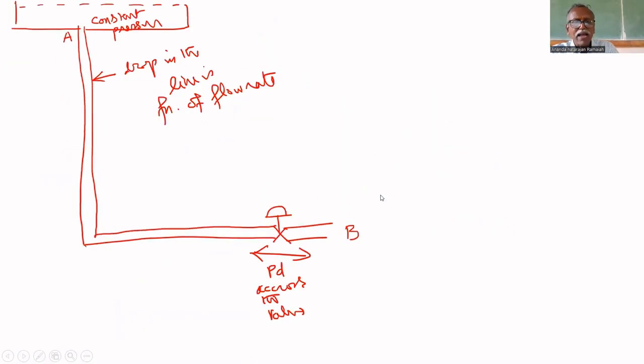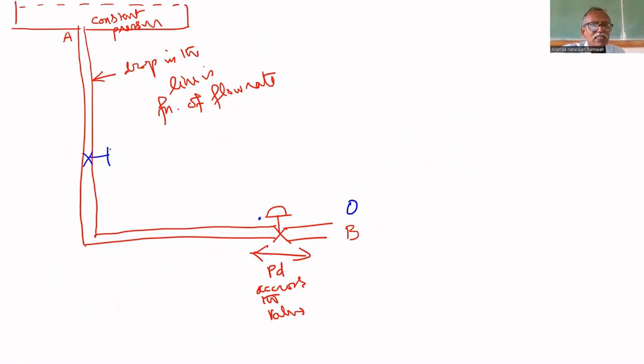Suppose I have a hand valve here. I am putting a hand valve here. The flow rate is small, that's why the pressure drop across the valve will be maximum. At point B, it is always 0, open to atmosphere. Here, the pressure will be higher at a small flow rate, say 10% opening.